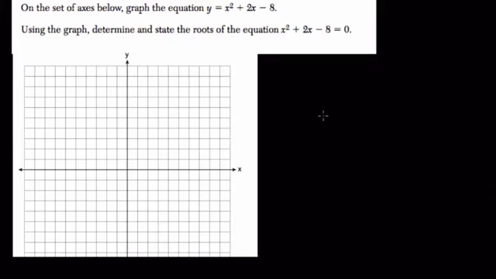Okay, so they want us to graph this quadratic, and they want us to use the graph to find the roots. I just like to find the roots algebraically. So I'm going to find that and then use the graph to support that my roots are correct. So how do I find the roots algebraically?